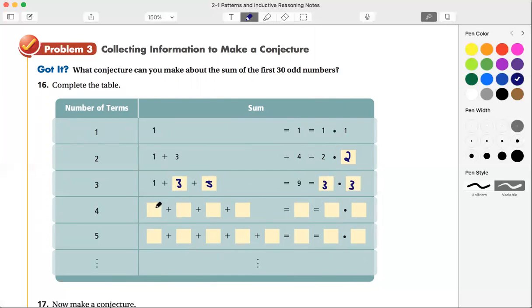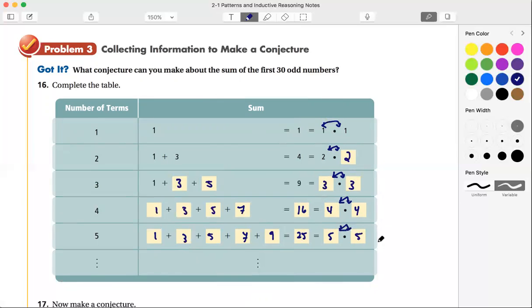The next set, I have 1 plus 3 plus 5 plus 7, which equals 16, which is the same as saying 4 times 4. The next one, I have 1 plus 3 plus 5 plus 7 plus 9, which is 25, which is the same as 5 times 5. Look at this. It looks like the sum of odd numbers are the multiplication of two of the same number. In particular, they're the square numbers.